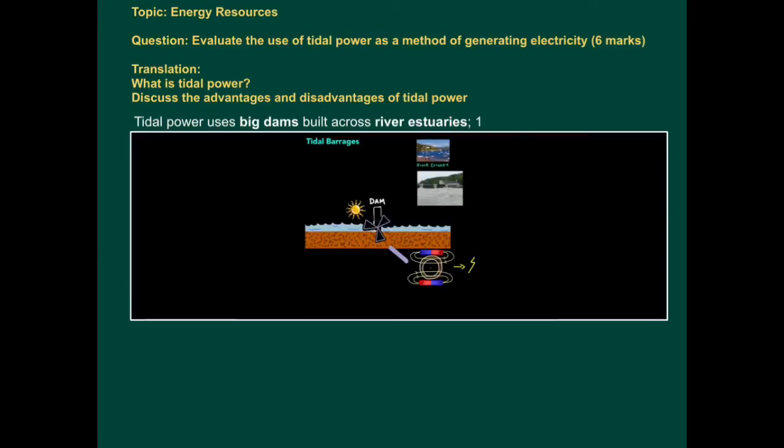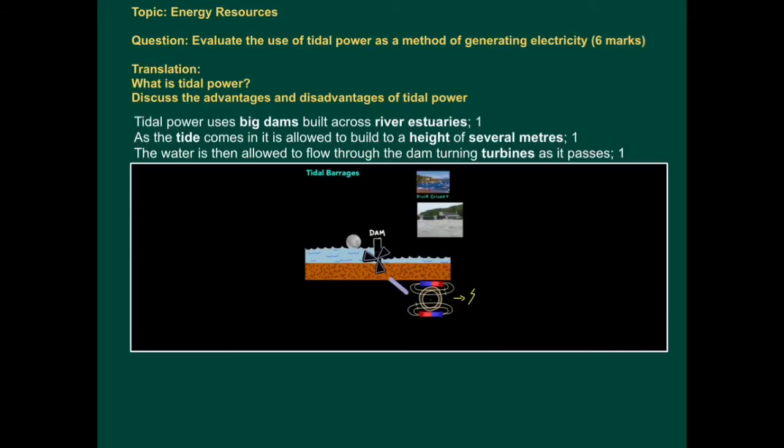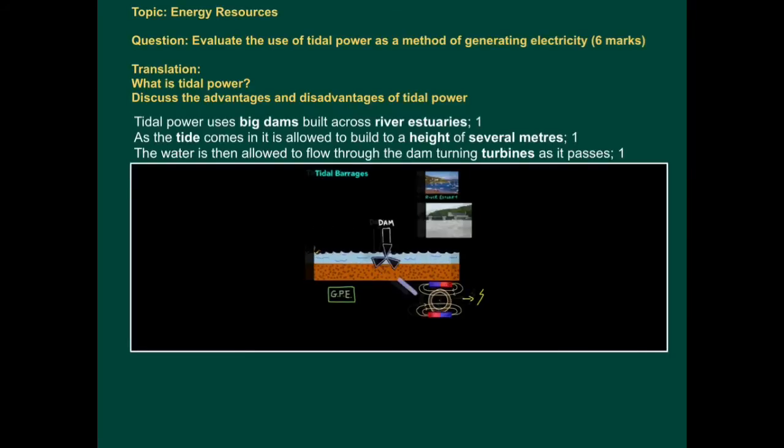So tidal power is when we use big dams built across river estuaries. As the tide comes in, it is allowed to build up to a height of several meters, so it's kept behind a dam where it builds up to several meters. The water is then allowed to flow through the dam, turning turbines as it passes, which you can see here. So it starts to turn the turbine, and there we have power being generated.